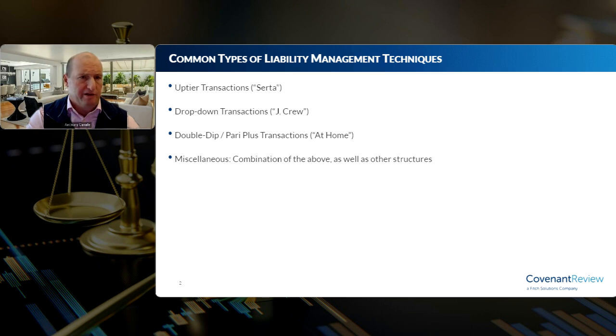The third version of liability management transactions that we're going to discuss in this series is the idea of the double dip and pari plus transaction, also popularized by At Home. Generally, the idea with this liability management transaction is to create multiple recovery claims in respect of the same dollar of new financing. So creating separate looks at different pools of assets, or in At Home, two distinct looks at the same pool of assets in respect of the same dollar of financing. And then you have this category of miscellaneous, which is generally a combination. It could be a combination of one or more of the above transactions, as well as other creative structures.